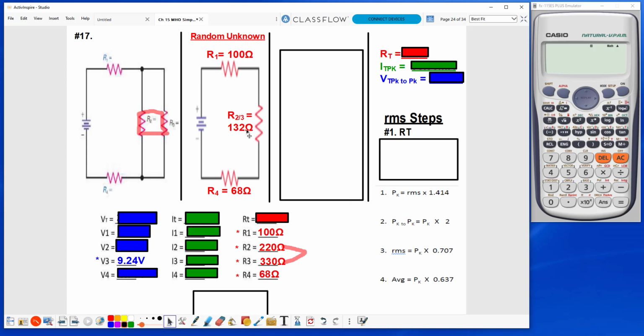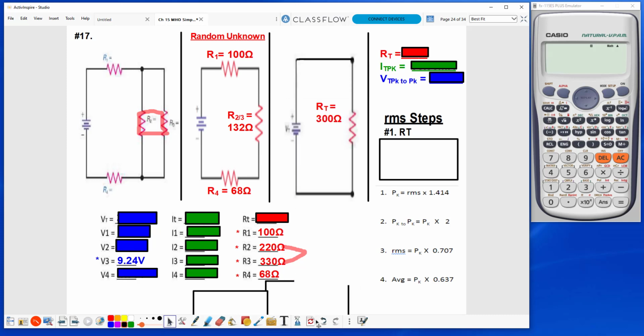Where did the 132 ohms come from? By applying the reciprocal formula to R2 and R3. Alright, so now I have these three resistors in series. I just add them together to get my total resistance of 300 ohms. But since I don't have VT, I really can't go any further. Like I said, this one is a random unknown. So I have to think about the construction of this circuit to figure out what my next step would be.